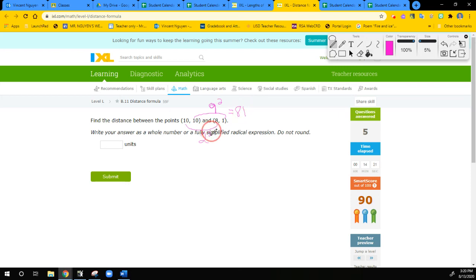2 squared is 4. So I'm going to add 81 and 4 together. 81 plus 4 is going to give me the square root of 85, right? Square root of 85. Now, I want to know if I can simplify this.